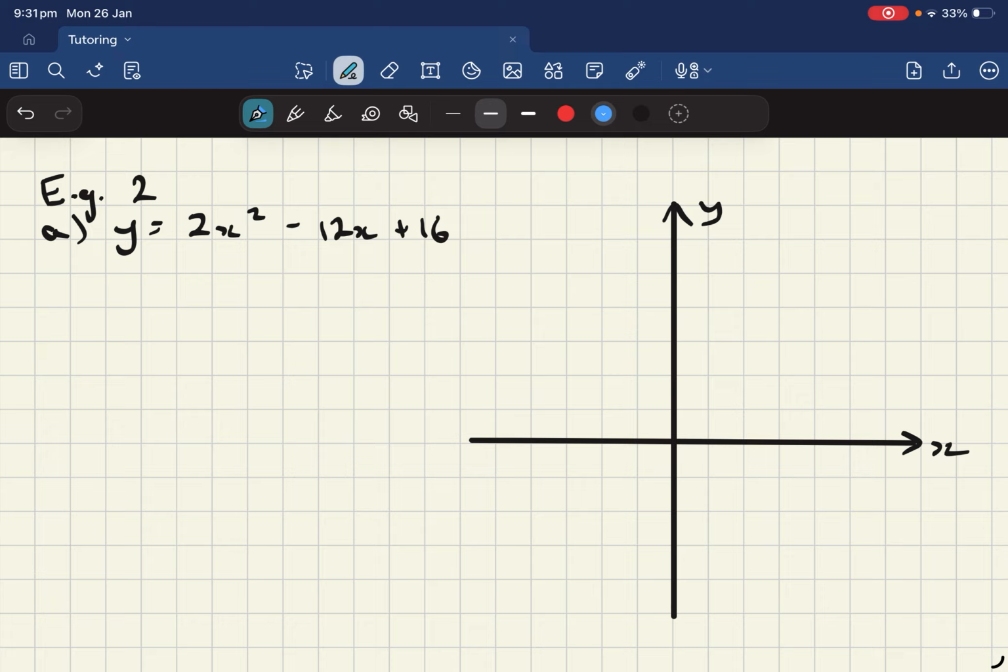Now moving on, got a couple of examples with some non-monic quadratics. So what we want to do is complete the square. So I'm just going to factor out 2 first. So I get 2 outside of x squared minus 6x plus 8. I'm going to bring the 2 over to the other side. So I get y over 2 equals this thing over here.